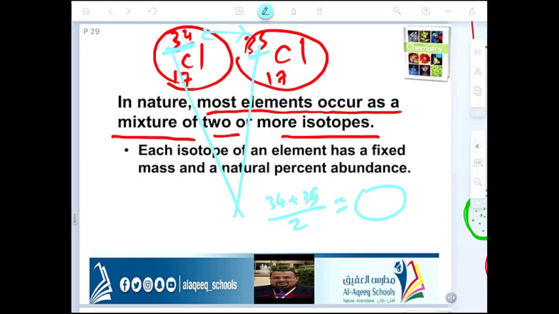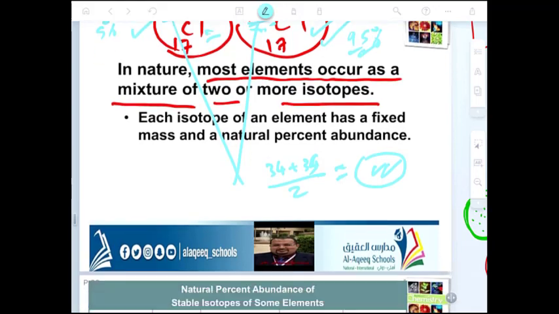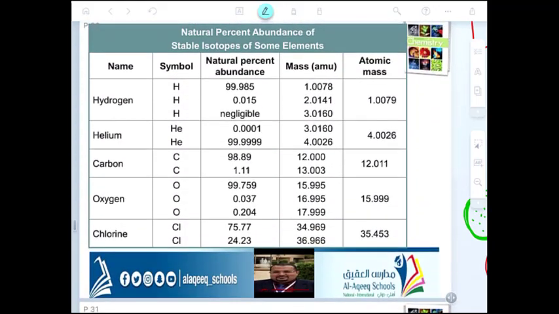Why? Because one of them is more abundant than the other. It can be found in nature more than the other. For example, we can find chlorine-35 at 95% in nature, but only 5% chlorine-34 can be found. So we cannot put this value for both of them as a mixture, because one of them is more abundant than the other. So we have to use another method. Look at this table. Hydrogen has 3 isotopes.